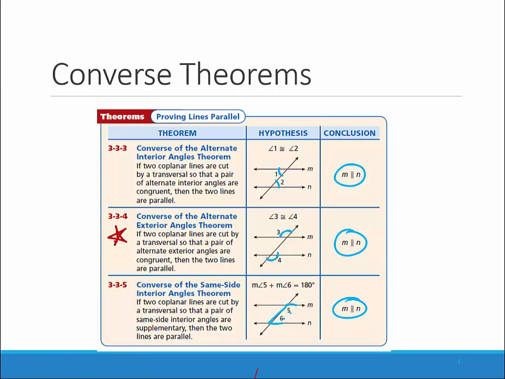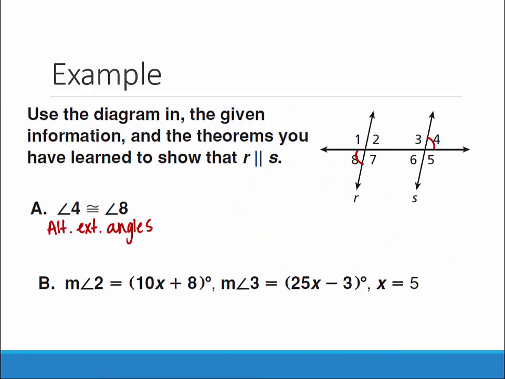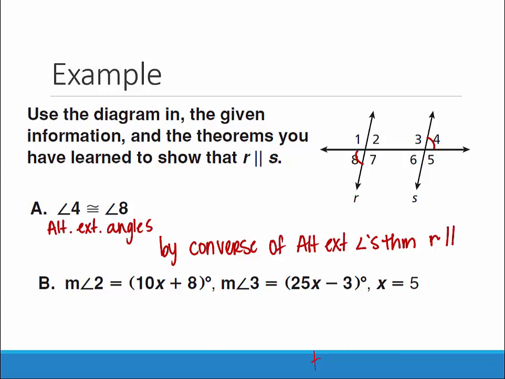It says that if two coplanar lines are cut by a transversal so that the pair of alternate exterior angles are congruent, then the two lines have to be parallel. So we're just going to use the converse of alternate exterior angles to say that R is parallel to S.